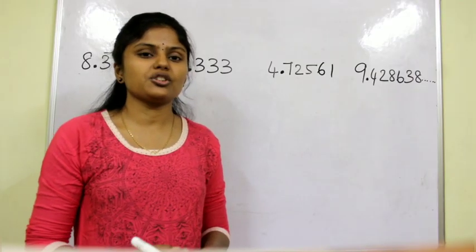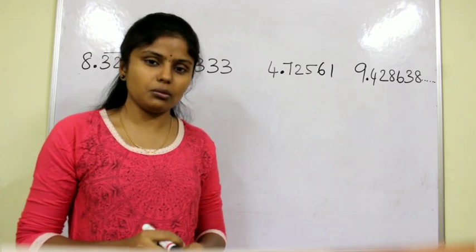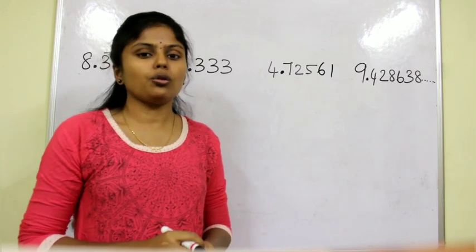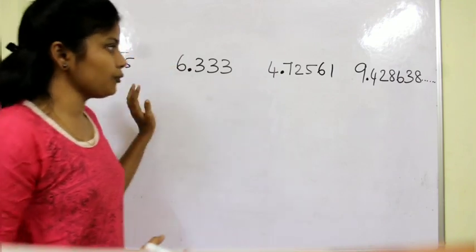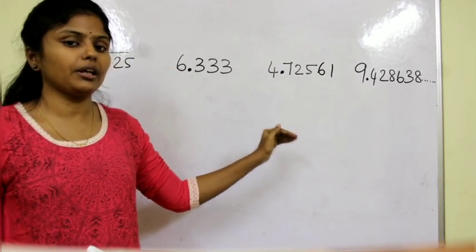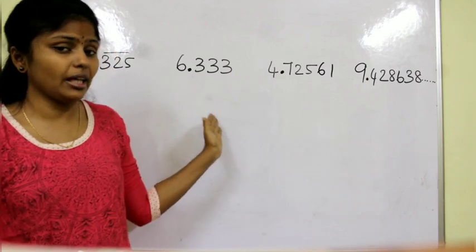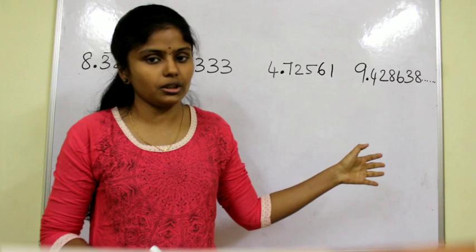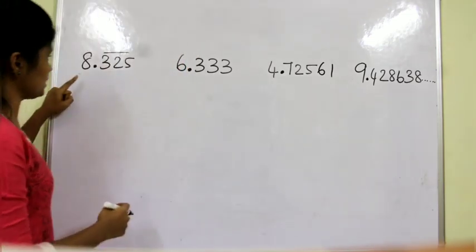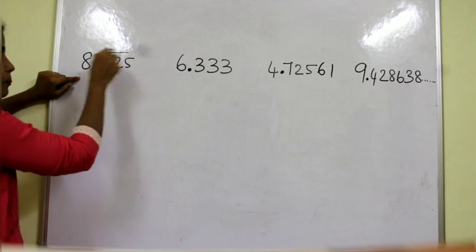The most confusing question that you can expect in numbers is finding a number to be a rational number or an irrational number. So to make it easy, I've taken 4 different examples, 4 decimal values, and now we are going to identify which of all these numbers belong to the rational category and which of these numbers belong to the irrational category. Let me start with the first example where the decimal is 8.325 bar.